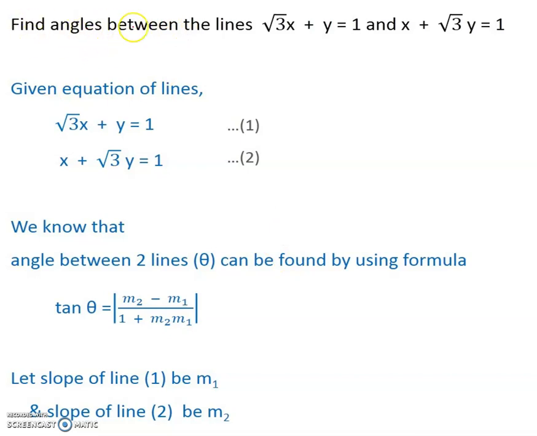Now we have to find the angle between the lines root 3x plus y is equal to 1 and x plus root 3y is equal to 1. Here the given equations of lines are root 3x plus y equal to 1 and x plus root 3y equal to 1. The angle between two lines can be found by using the formula tan theta is equal to modulus of m2 minus m1 upon 1 plus m2 into m1. So let the slope of line 1 be m1 and the slope of line 2 be m2.